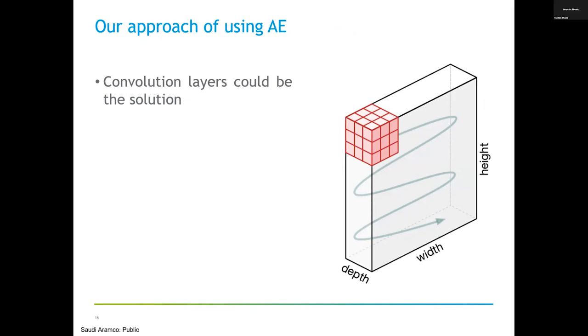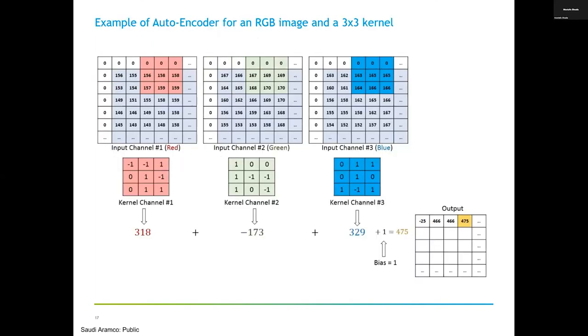The number of parameters is independent of the image's dimension, and since they are not flattened and a filter is looping through the images instead, we would not lose any spatial information. Here is an example. You can see here the RGB image and a 3x3 filter going around the image. It consists of three channels, red, green, and blue. Therefore, the kernel also has three channels.